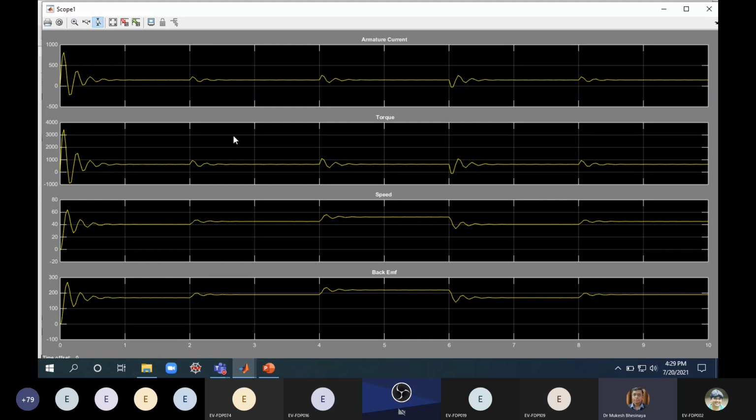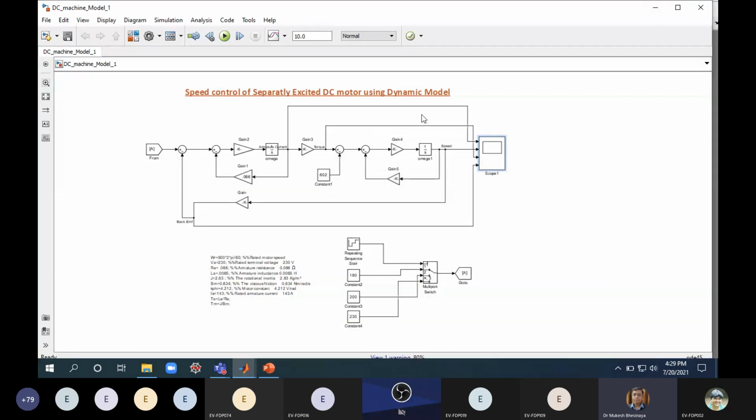I'm giving a step change in the speed or a torque. So speed I'm changing. Simultaneously, by keeping the torque constant, the back EMF will change if I change the speed. The armature current will remain constant because the torque is constant, right? So in this way you can even implement this model.